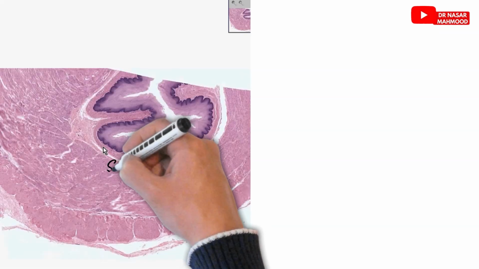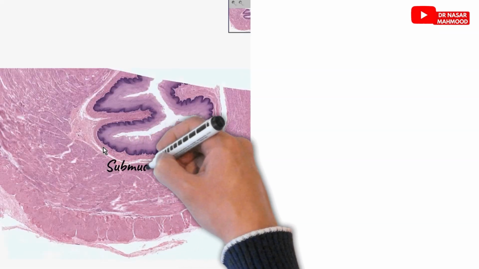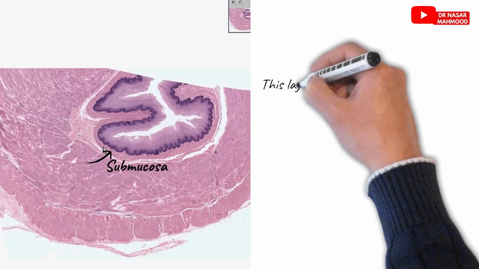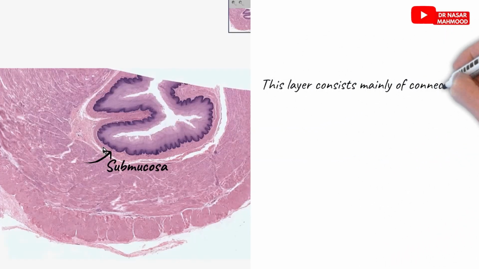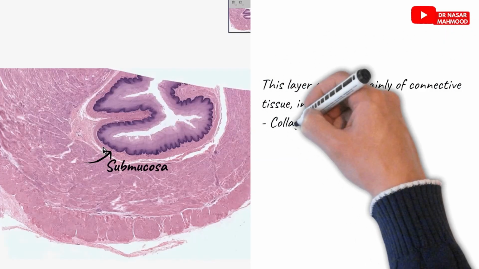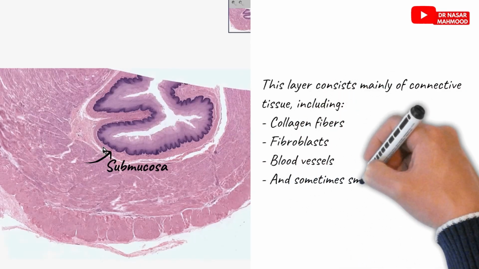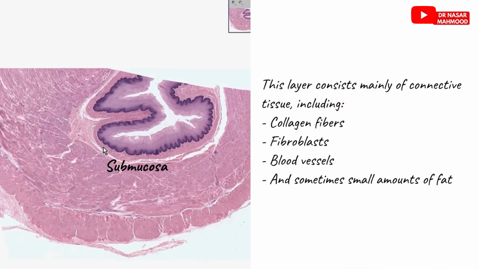Just below the muscularis mucosae is the submucosa. This layer consists mainly of connective tissue, which includes collagen fibers, fibroblasts, blood vessels, and sometimes small amounts of fat. The submucosa provides structural support and contains the vessels and nerves that supply the mucosa.